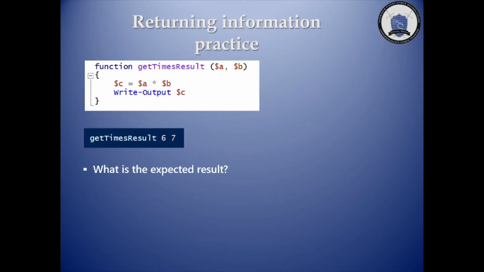So here's an example, a bit of a practice here. We've got our function GetTimesResult, accepting a and b as variables. And then in the function here, we've got c is equal to a times b, and then write the output of c. So we've got GetTimesResult here, 6 and 7. So we're going to pass in 6 as a and 7 as b. So then what do you think the expected result should be here? It's going to be 6 times 7. So if you said 42, you're correct.